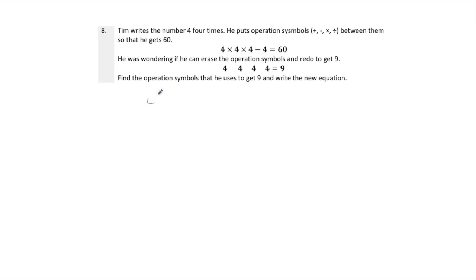For this problem, we have to add symbols between 4 fours to get 9. All of the numbers we are given are even, but we're trying to get an odd number. And the only way to do that in this case would be to do 4 divided by 4, and that would give us 1. So our equation would look something like this.